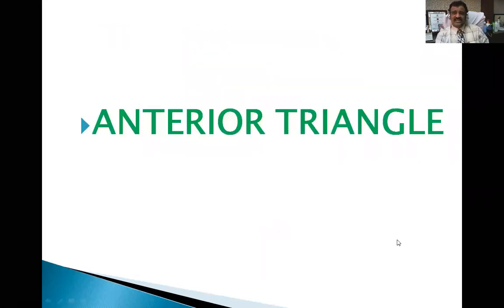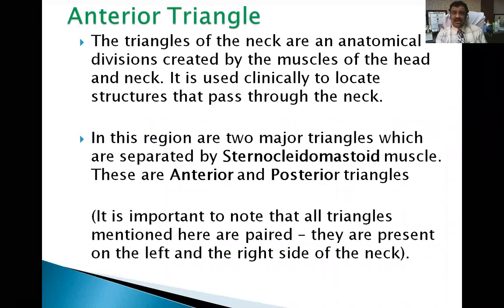Now we'll try to understand the anterior triangle of the neck. This is a common triangle and quite commonly asked in exams. The triangles of the neck are anatomical divisions created by the muscles of the head and neck. It is used clinically to locate structures that pass through the neck. Why are the triangles necessary? So that we can locate the specific structures. For example, if you want to talk about the carotid artery, we can say the carotid arteries are located in the carotid triangle. Once you know the carotid triangle, it becomes very easy to identify the carotid structures. This is the clinical significance.